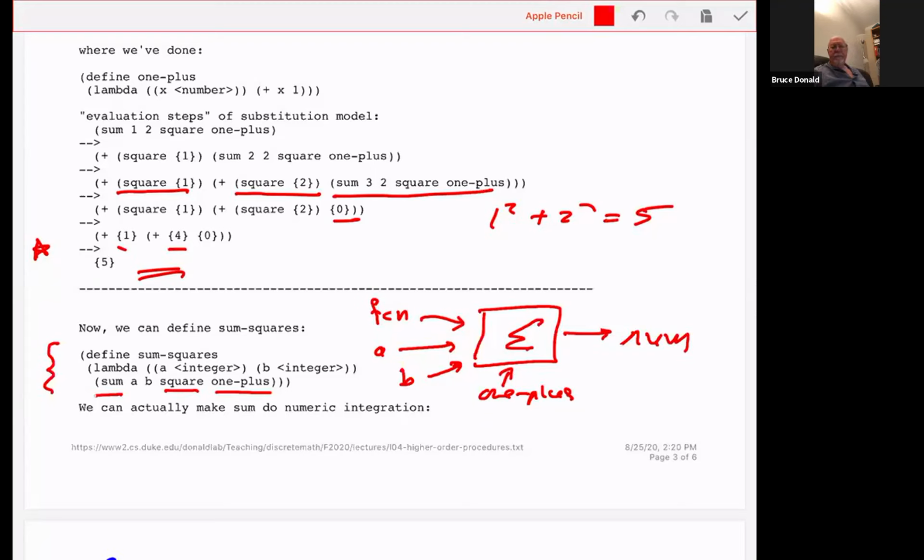Okay. So that's an example of a higher order procedure, namely a procedure that takes a procedure as an argument, and how it can simplify how you think about mathematical issues and probably computer science issues as well.